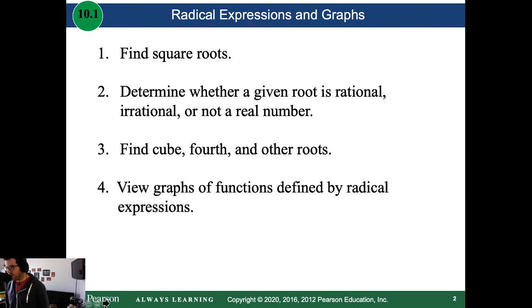Find a cube and fourth and other roots. And then the last thing I'm going to do is I just want to show you graphs. We're not going to actually graph these things. Graphing is super important. I see the reason why. I understand why. To be honest, we're just not going to deal with that right now.